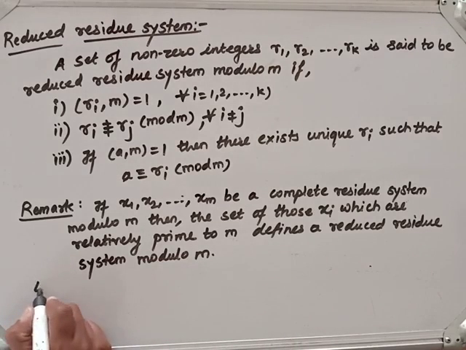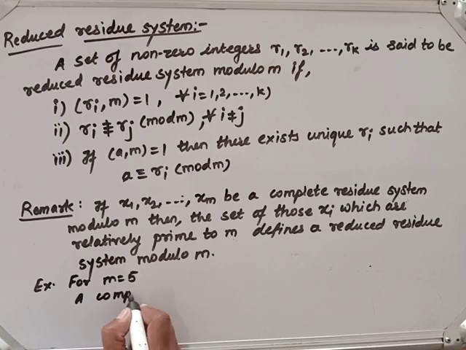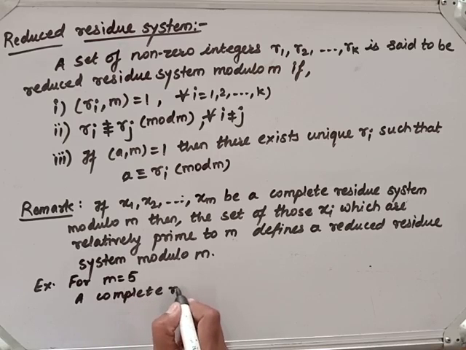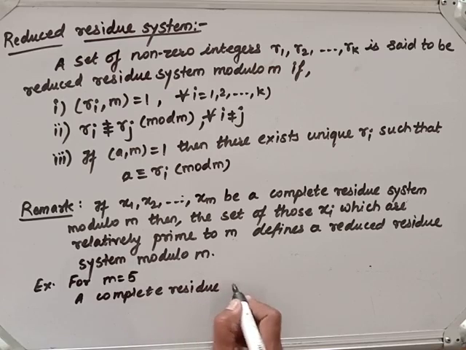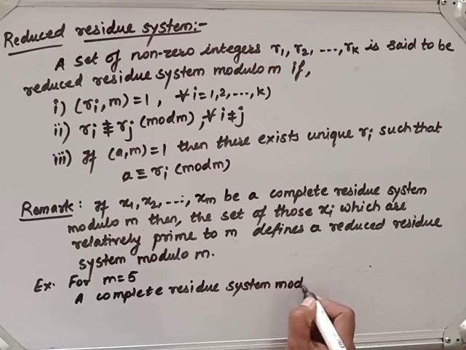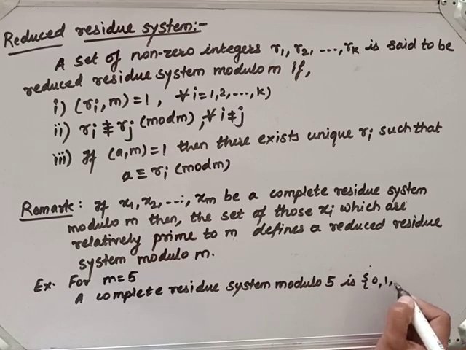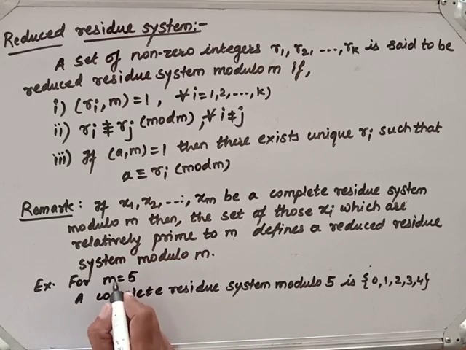Now let me take an example. For m equal to 5, we know a complete residue system modulo 5 is 0, 1, 2, 3 and 4. This is one set of integers which is a complete residue system modulo 5.